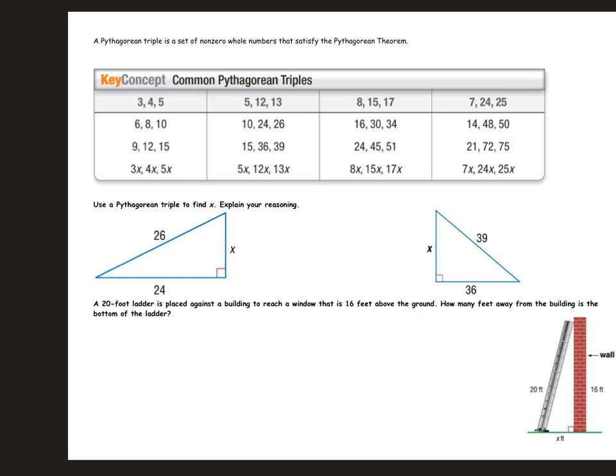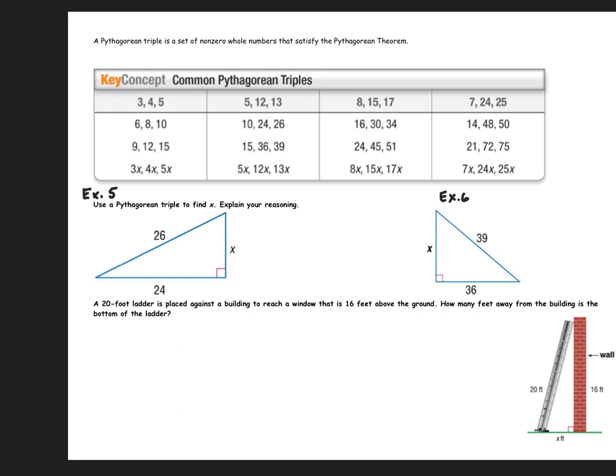Some of the other most common ones are 5, 12, 13; 8, 15, and 17; and 7, 24, and 25. So if you look down here, where you've got an example, you may see these on standardized tests. They love to sneak these in there on us. If you don't know them, you could still use the Pythagorean theorem to solve, but they just want you to look and check and see if you know Pythagorean triples.